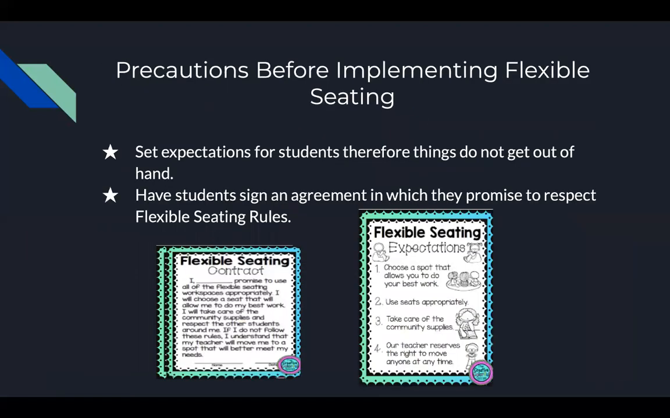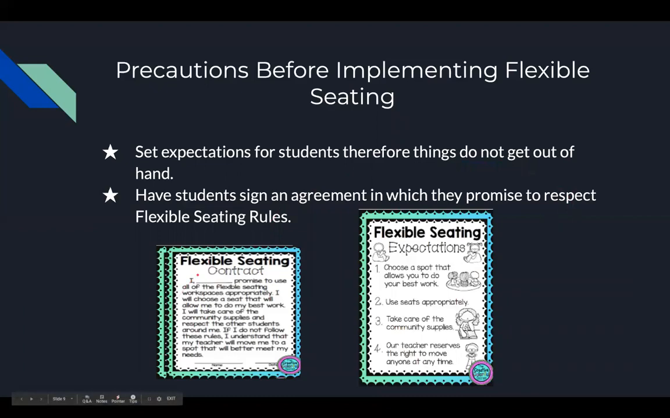So before you implement flexible seating into your classroom, there are some precautions that you could consider and take into account before implementing. So set expectations for students so that things do not get out of hand. With flexible seating, there's a lot of choice, and sometimes too much choice can lead to some management issues. So you want to make sure that you're really setting expectations for students and making sure that they know what is expected of them so things don't get out of control.